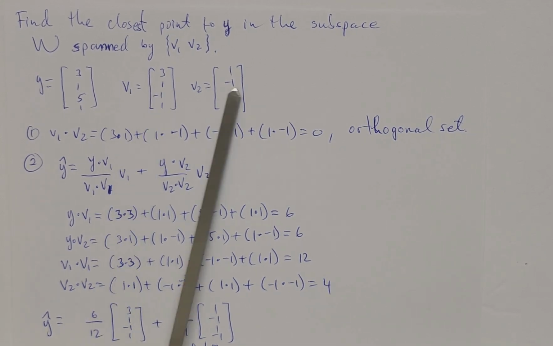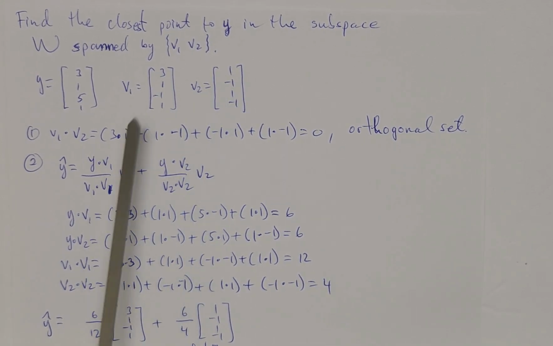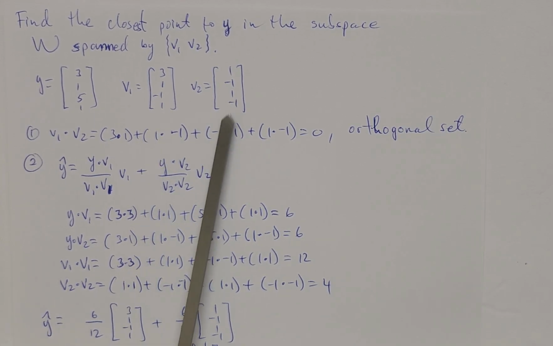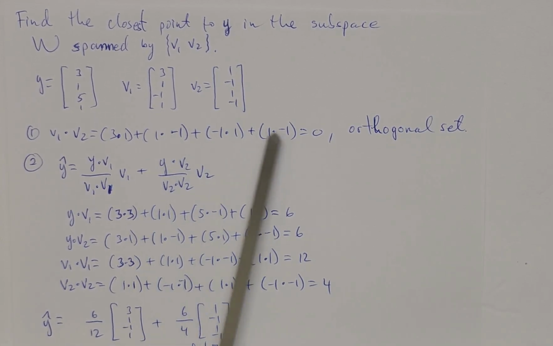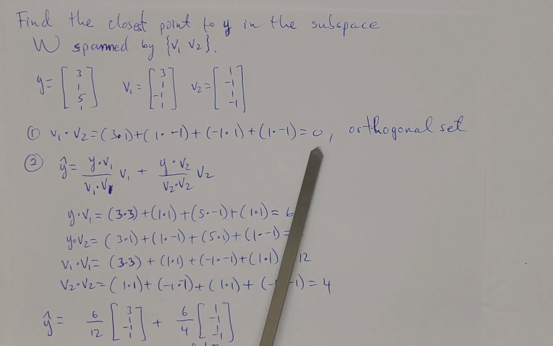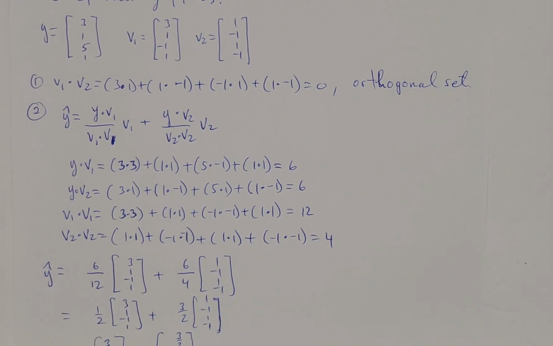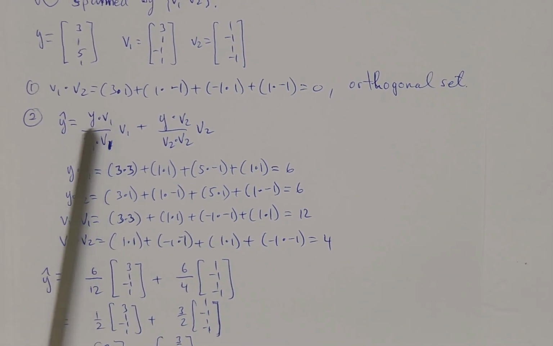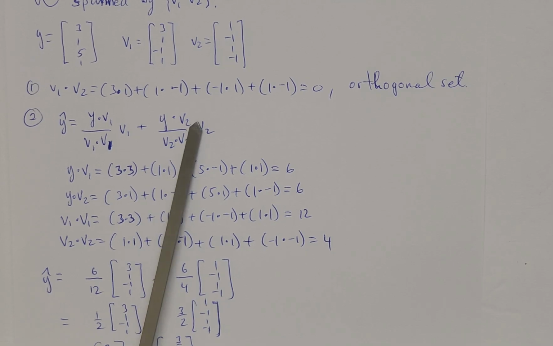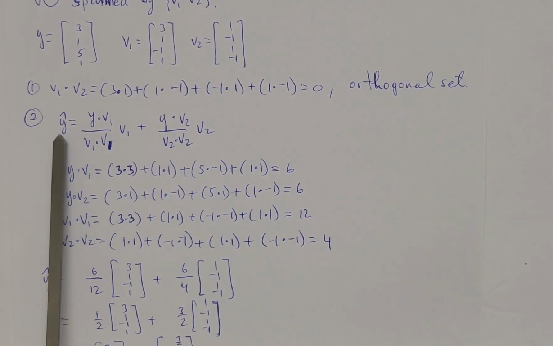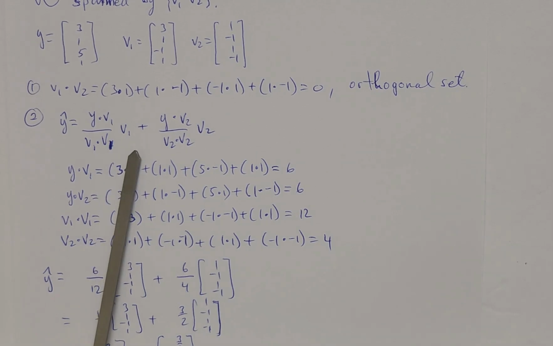So V1 times V2: 3 times 1, 1 times negative 1, negative 1 times 1, and then 1 times negative 1, and that gives me 0. And since it is 0, then it is orthogonal. Next, we need to compute y·v1, v1·v1, y·v2, v2·v2. Same procedure, but this is the first part of the orthogonal decomposition theorem.